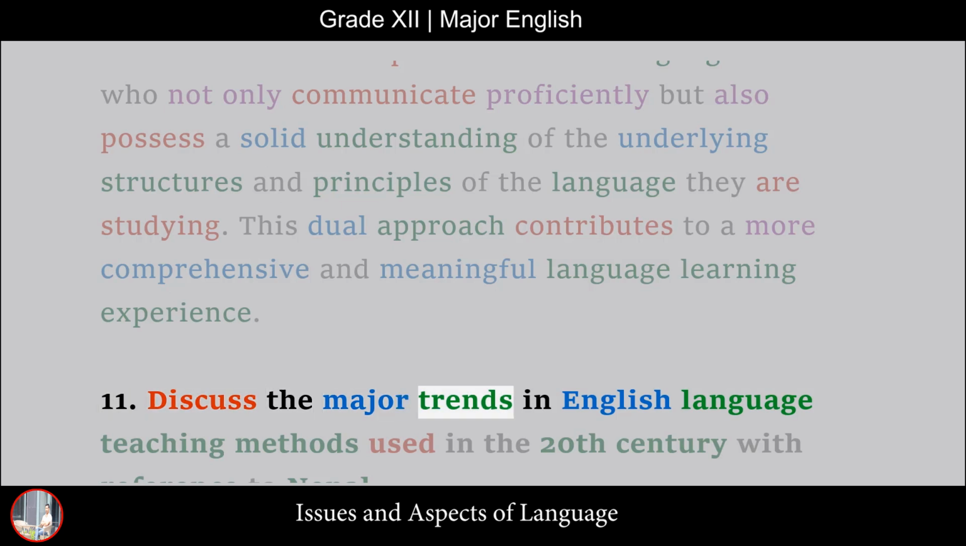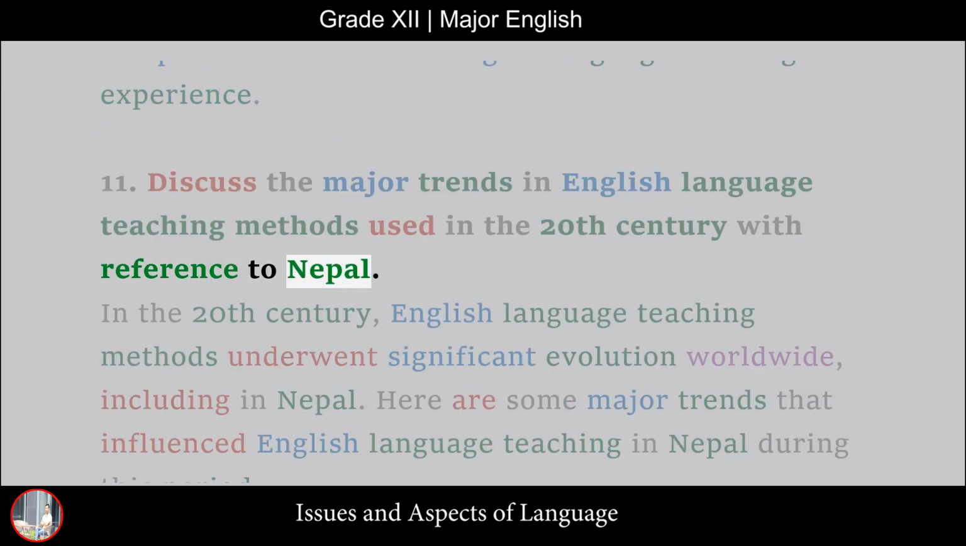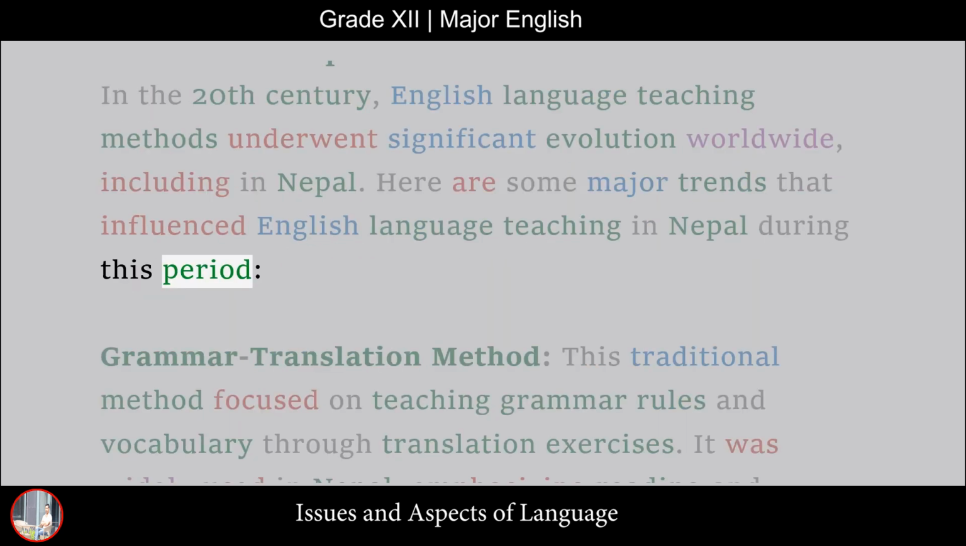11. Discuss the major trends in English language teaching methods used in the 20th century with reference to Nepal. In the 20th century, English language teaching methods underwent significant evolution worldwide, including in Nepal. Here are some major trends that influenced English language teaching in Nepal during this period. Grammar translation method. This traditional method focused on teaching grammar rules and vocabulary through translation exercises.